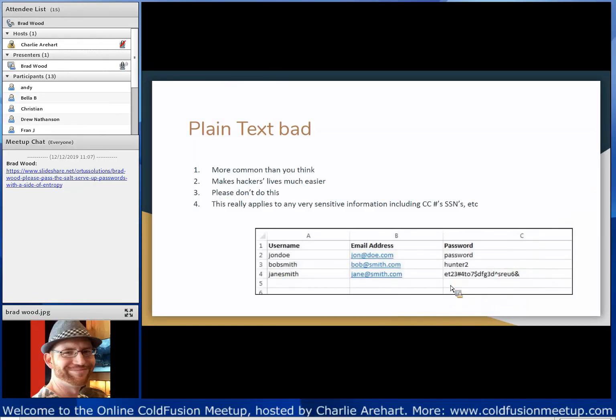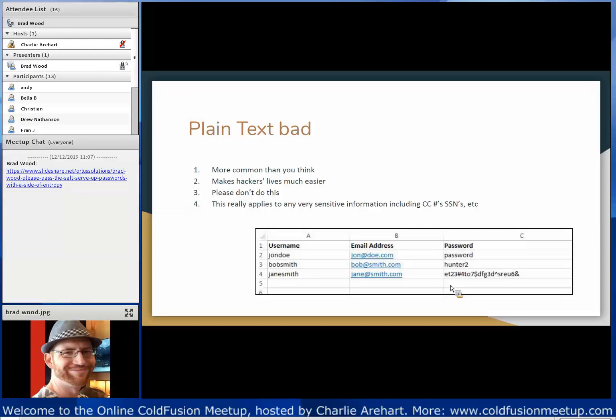Unfortunately, storing things in plain text passwords is more common than you think, and it really makes hackers' lives much easier. The first time I implemented any kind of login, I totally stored my passwords in plain text, but I mean, I thought that Access database I was using was pretty much impenetrable. I mean, how would people ever get to it, right? Exactly. I think I stored it in the web root of my web application at the time. It was back in like ColdFusion 4.5.